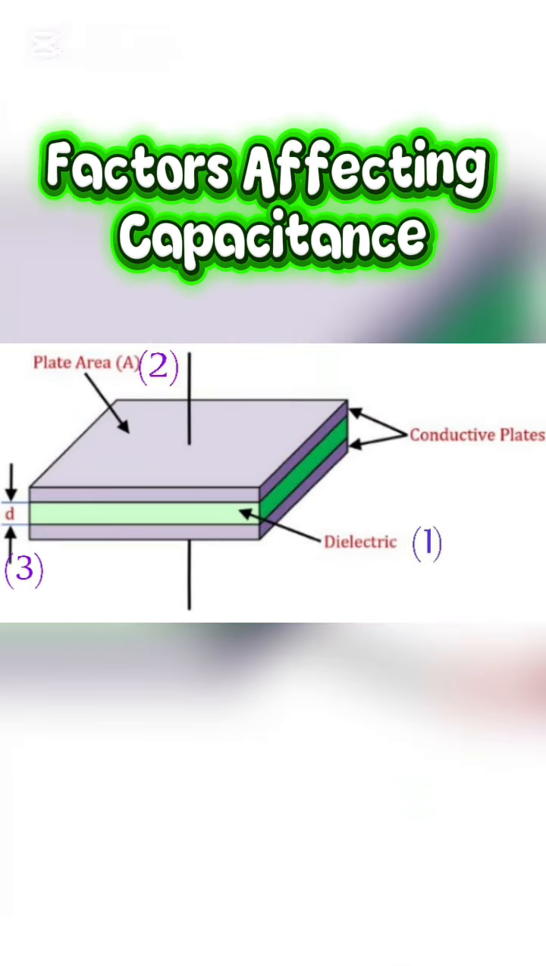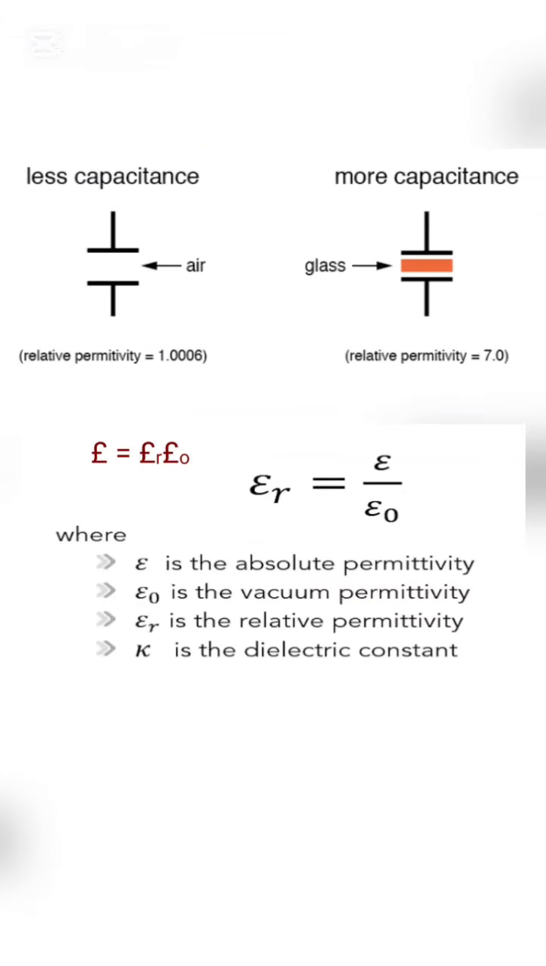Factors affecting capacitance. The capacitance C of a capacitor depends on three main factors. 1. Type of dielectric material. The dielectric is the insulating material between the plates. The capacitance increases with the permittivity of the dielectric. A material with higher permittivity can establish a stronger electric field, allowing the capacitor to store more charge for a given voltage. The permittivity of free space in vacuum is a constant, and other materials have relative permittivity.